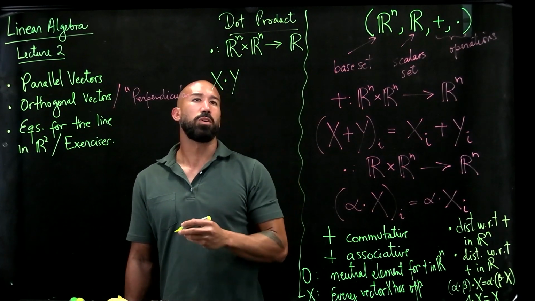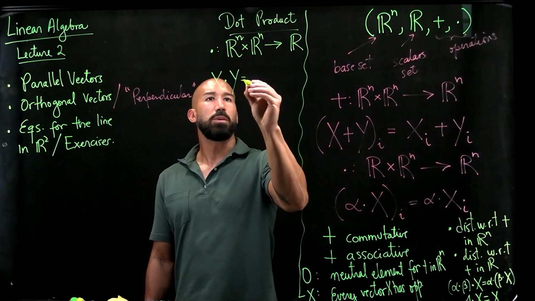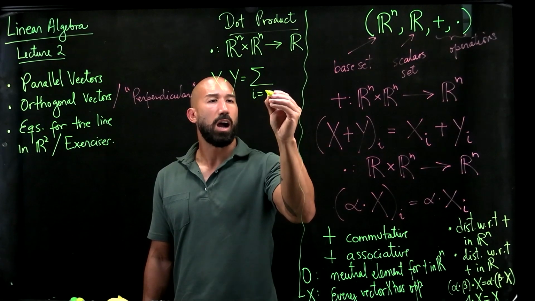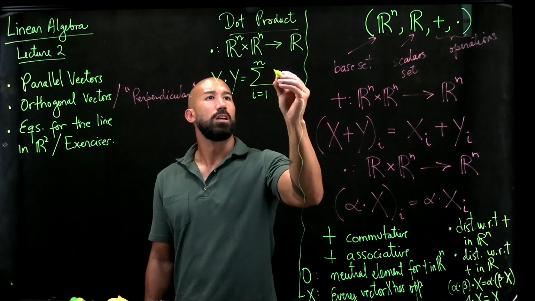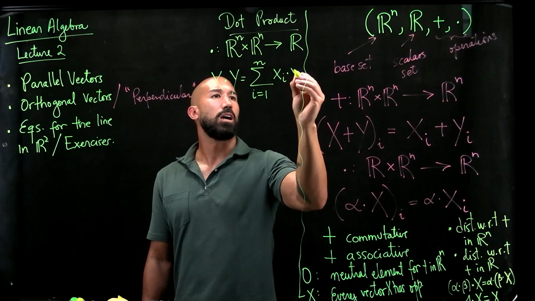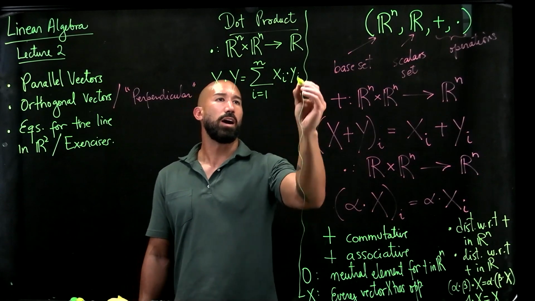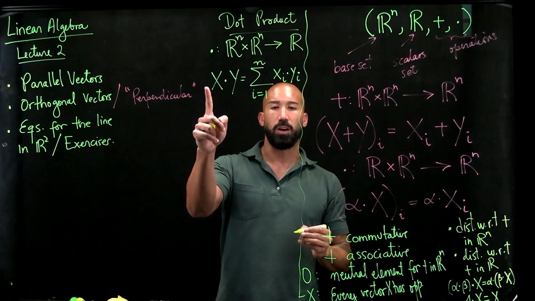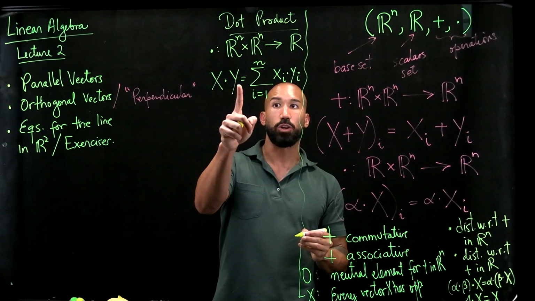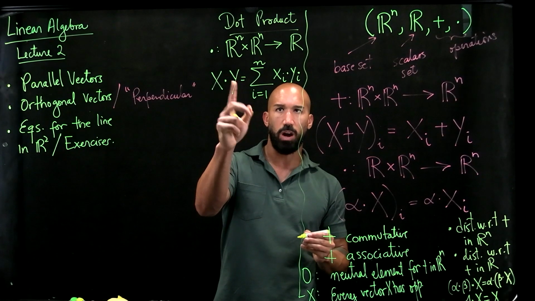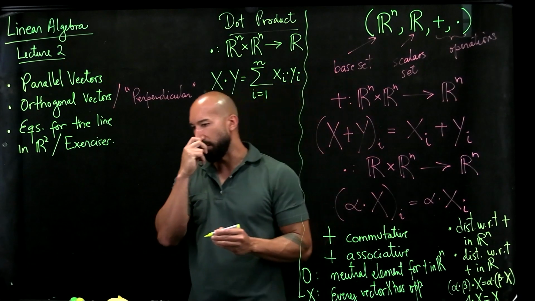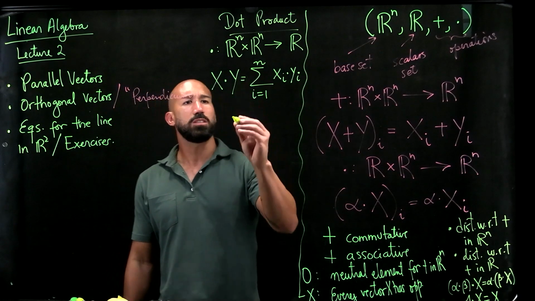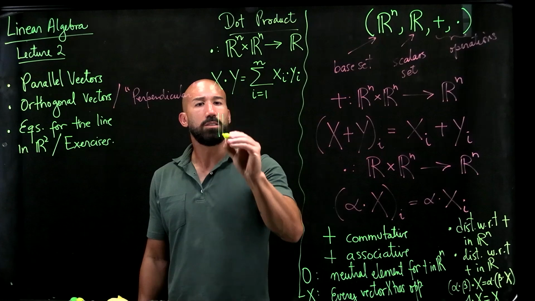The vector x dot product vector y is going to be the scalar that we obtain by taking the summation from i equal 1 to n of x_i times y_i. Basically we are taking all the products of a component of x with the corresponding component of y, and then we add over all these products.